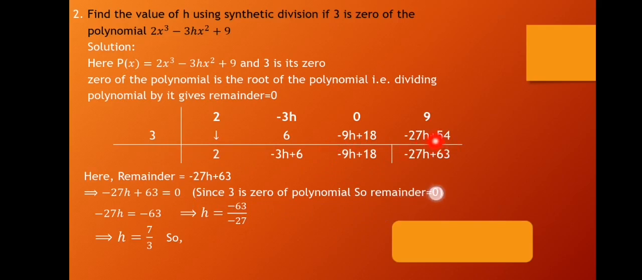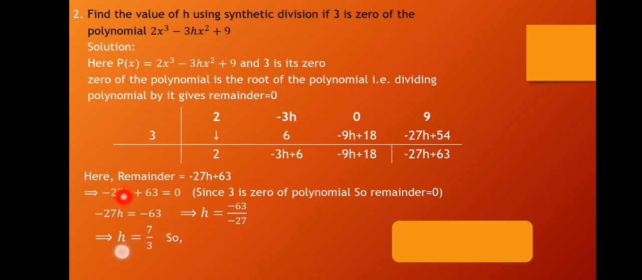Now minus 27h is unlike the term 9, but 9 and 54 can be added to get 63. So combined it will be minus 27h plus 63. Here the remainder is minus 27h plus 63, but it is the remainder when we divided the given polynomial by its 0, that is 3. And we know that the 0 of the polynomial, as we discussed, is the number which gives remainder equal to 0 when the polynomial is divided by it.